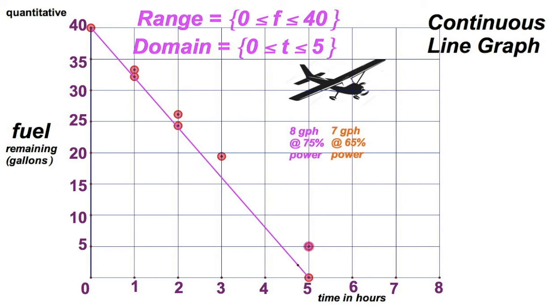So let's go ahead and draw this graph. And it looks a lot like that. Hey, that's sweet. So there you go. That's my curve. We'll call it a curve. I mean, a line is a curve. So that is our continuous line graph for 2 different burn rates.